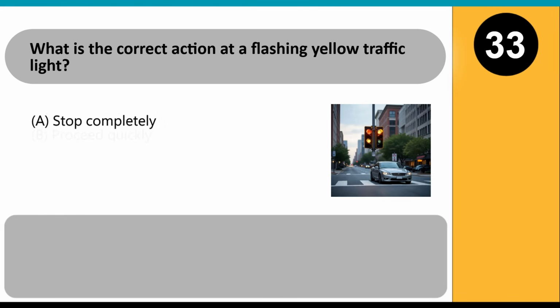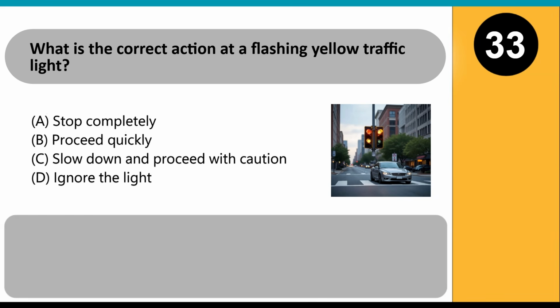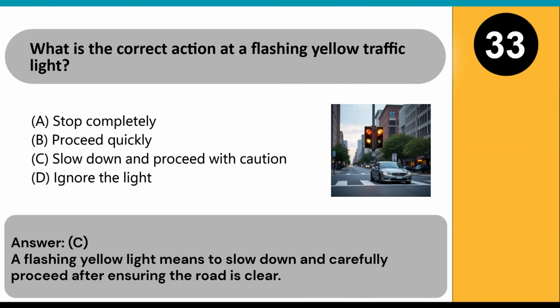What is the correct action at a flashing yellow traffic light? A. Stop completely. B. Proceed quickly. C. Slow down and proceed with caution. D. Ignore the light. Answer: C. A flashing yellow light means to slow down and carefully proceed after ensuring the road is clear.